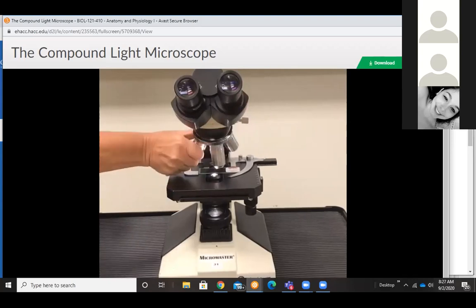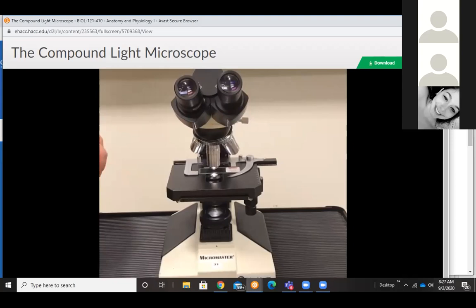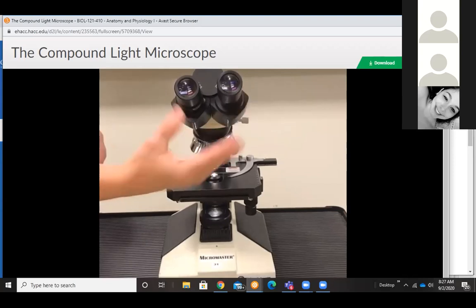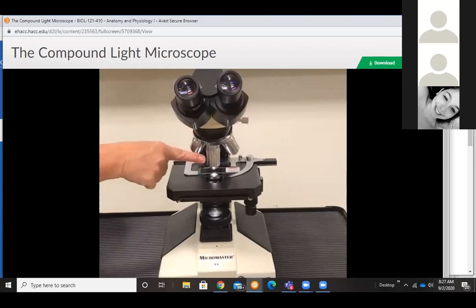If we turn the revolving nose piece to the next higher objective, this is called the high dry objective. And remember that this objective has the number 40 imprinted on it. So if we want to determine the total magnification when this objective lens is over the stage, we take the magnification of the ocular, which is 10, and multiply it by 40 to give us a total magnification of 400. So the image would be magnified 400 times what you would see with the naked eye.